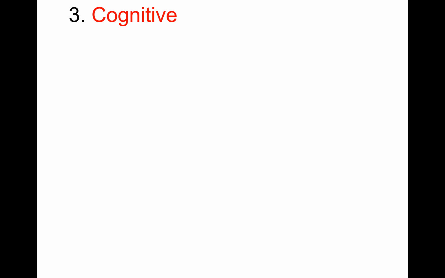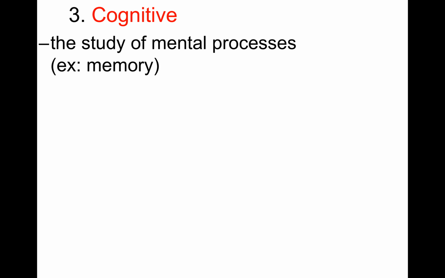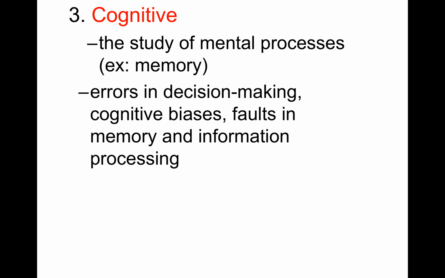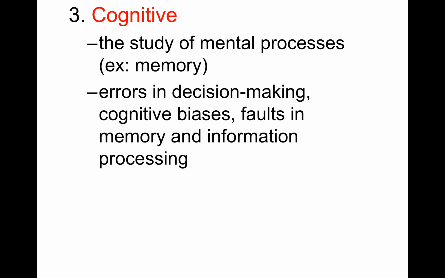Let's move to the next view, which is cognitive. In psychology, when we use the word cognitive or cognition, we're referring to thought or mental processes. Cognitive psychologists study mental processes, for example memory. They'll study things like errors in decision making, cognitive biases, and some faults in information processing.